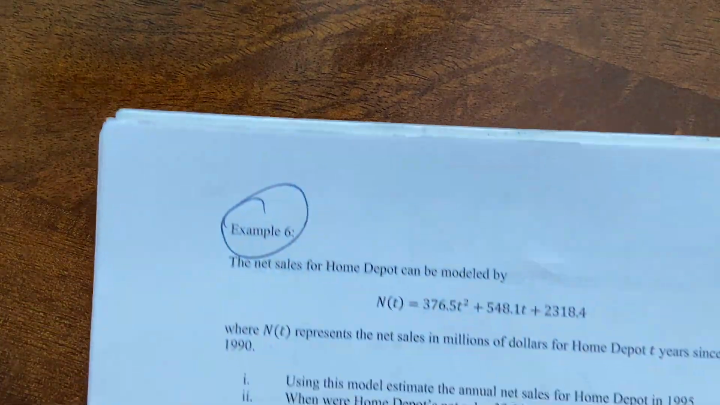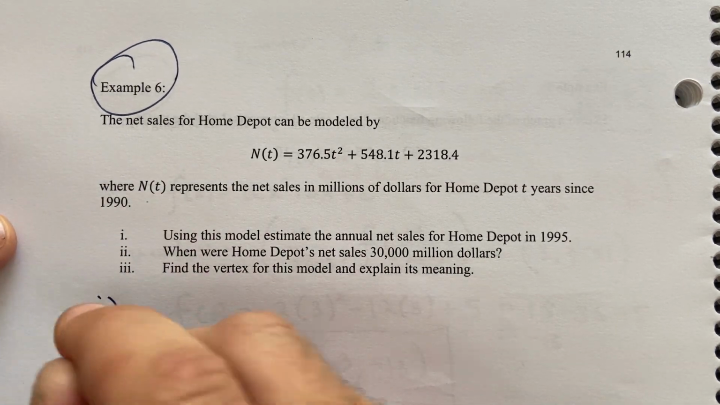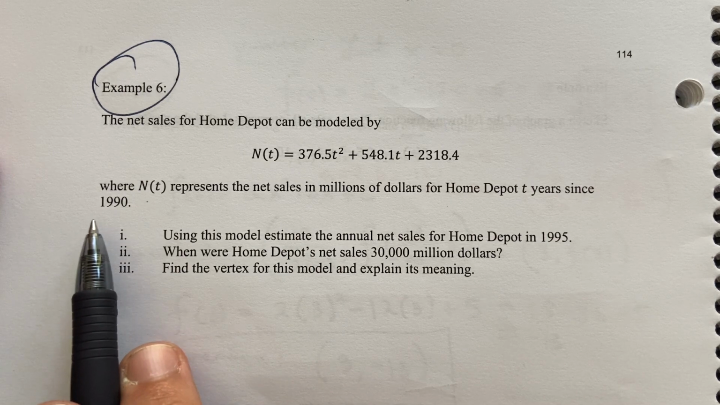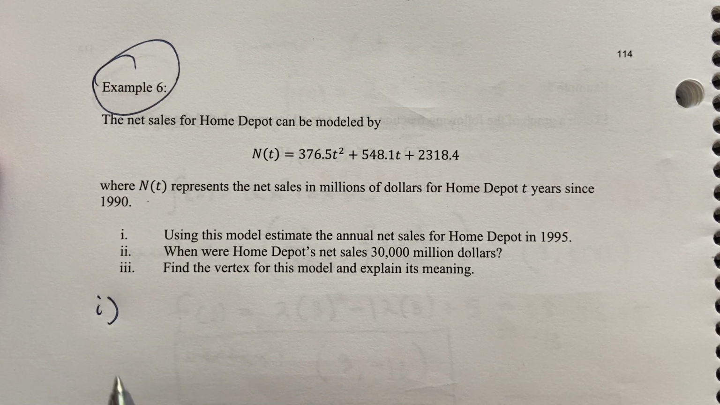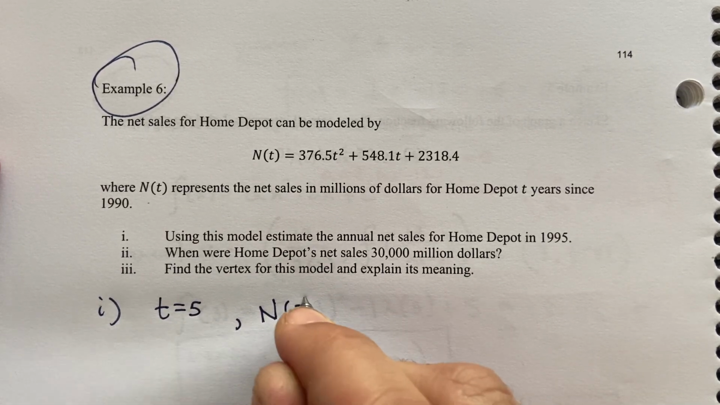All right, I'm skipping all the way to page 114. This will be the last one I do in the video. So it says the net sales for Home Depot can be modeled by this function, where N of T represents the net sales in millions of dollars for Home Depot T years since 1990. It says using this model, estimate the annual net sales for Home Depot in 1995. Okay. So for part 1, 1995 is 5 years since 1990. So I'd have t equals 5. So in other words, N of 5 would need to be found.